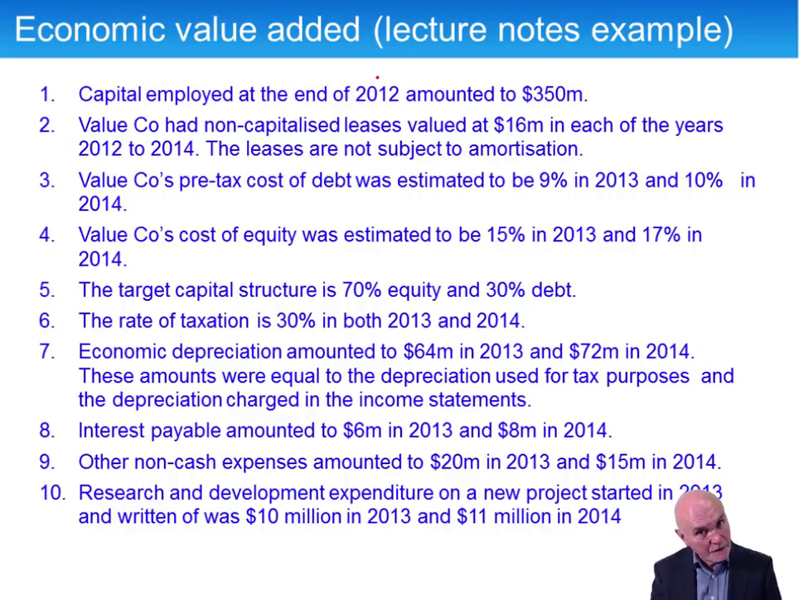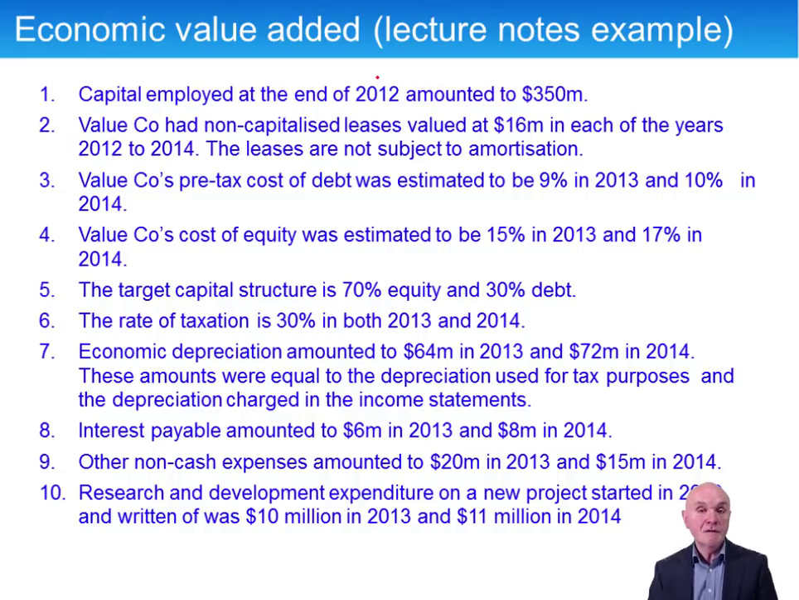Okay, so we'll just read through these notes because we'll have to keep referring to them and trying to remember about them as we go through. So the company had non-capitalized leases valued at 16 million in each of the years. The leases are not subject to amortization, so we have to bring those back into the statement of financial position, basically. The value of the pre-tax cost of debt was estimated at 9% and 10% in 2014. So pre-tax cost of debt, this is going to be coming into our weighted average cost of capital calculation. Usually in these, you're given cost of equity, cost of debt, and you weight them according to the old F9 weighted average cost of capital calculations.